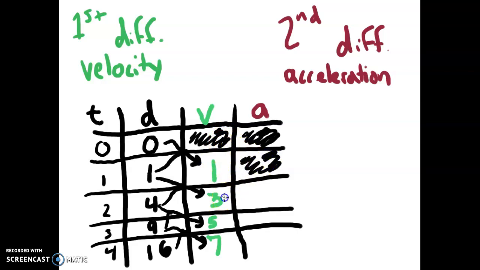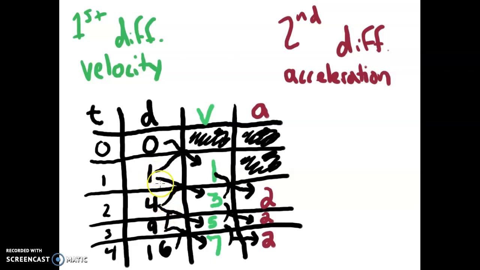But here we go. What is 3 minus 1? Well, that's pretty easy to do. We just end up with 2. What's 5 minus 3? Again, I end up with 2, and 7 minus 5 is 2. So in the case of this data, what I noticed was that the acceleration stayed constant, always 2, 2, 2. The velocity changed. I always added 2 to the velocity. And the distance certainly changed, but with each jump changed even more.